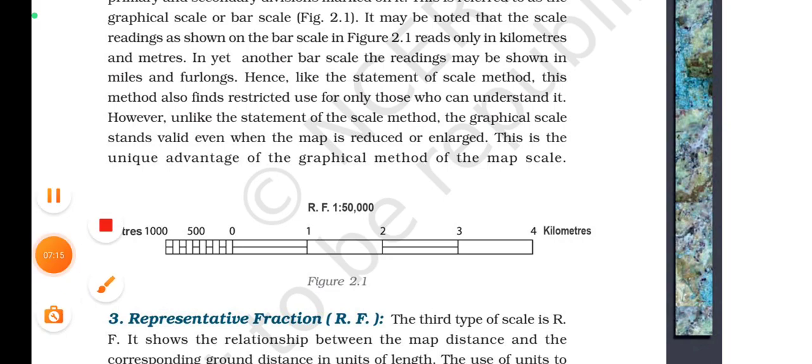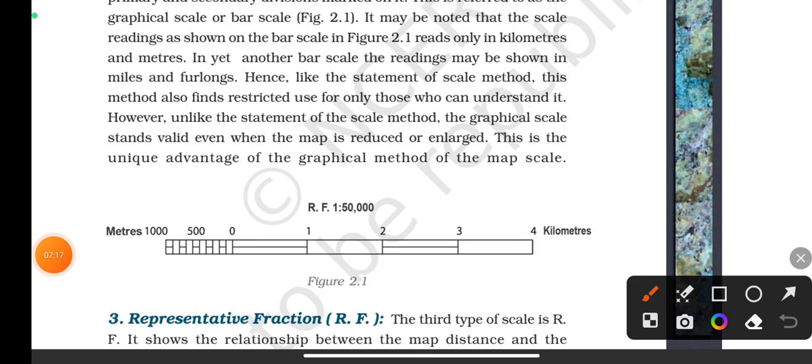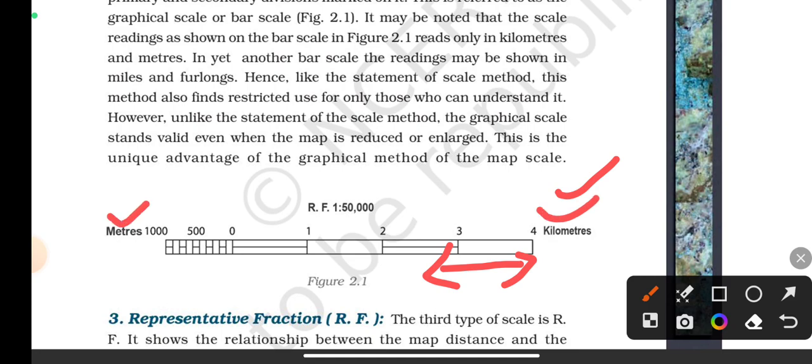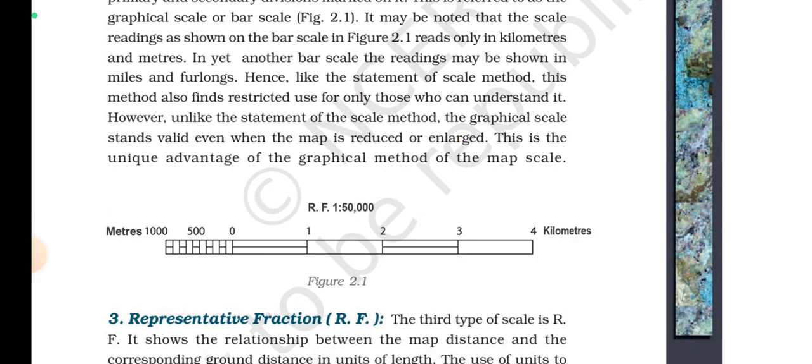But graphical scale has one added advantage, that when the map is reduced or enlarged, the scale will automatically get enlarged or reduced. So that problem is resolved, but it is also expressed in meters or kilometers or inches, furlong. So if I don't know the furlong or inches conversion, then it will be problematic for me to understand the scale, right? This is the unique advantage of the graphical method of the map scale.